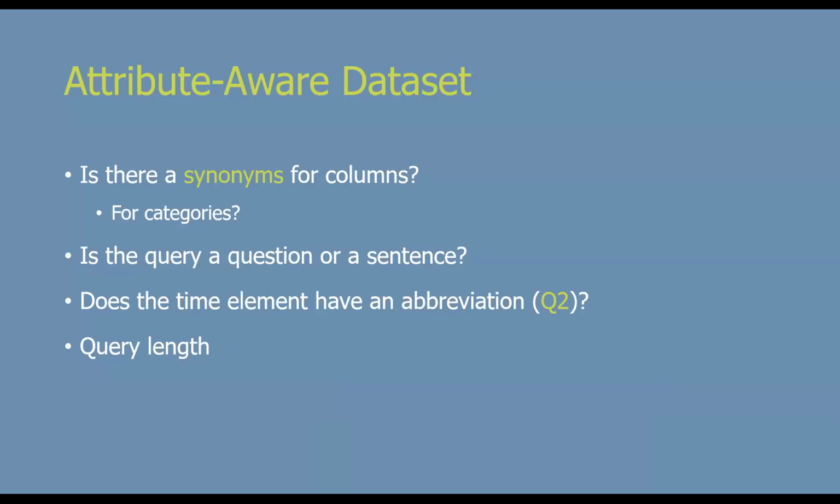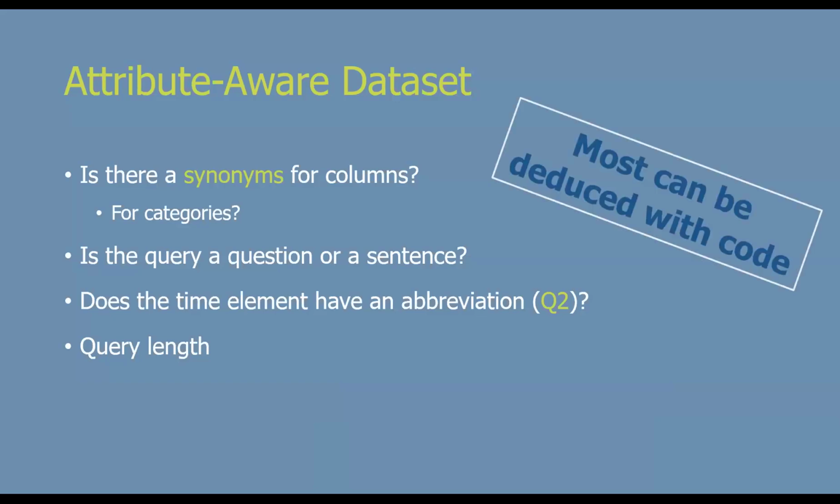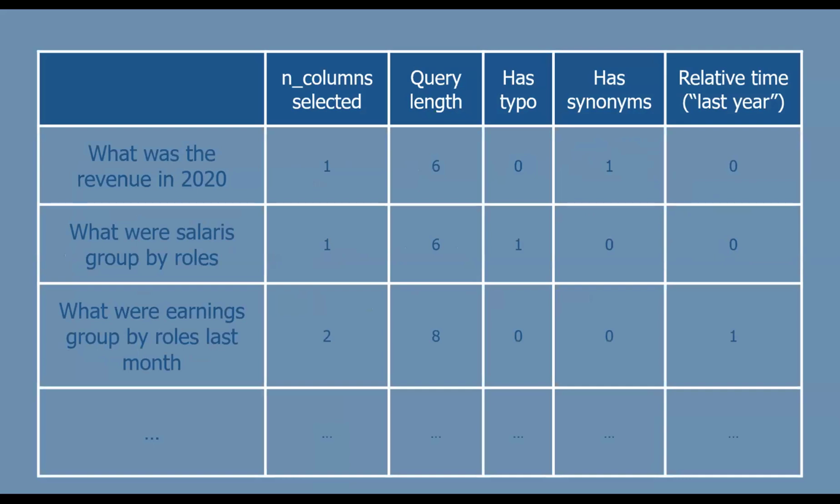Does the time element have an abbreviation, like I said, Q2, or a relative term, like last year or 3 years from now? What is the query length? All of these are features that I can add, and basically most of them I can just write a very small piece of code that I can deduce and create this huge table of linguistic features. What have I done here? Basically, I've done what I said in the beginning that I really like about tabular data. I made natural language into tabular data.